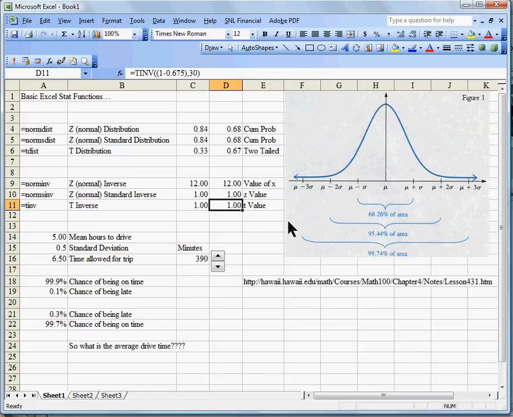And I've calculated, I pulled out 30 of those. Let's say I pulled out 32 of those. And I came up with a mean hours, or an average hours, to drive to Savannah of 5 hours. And my standard deviation is 30 minutes, or 0.5.